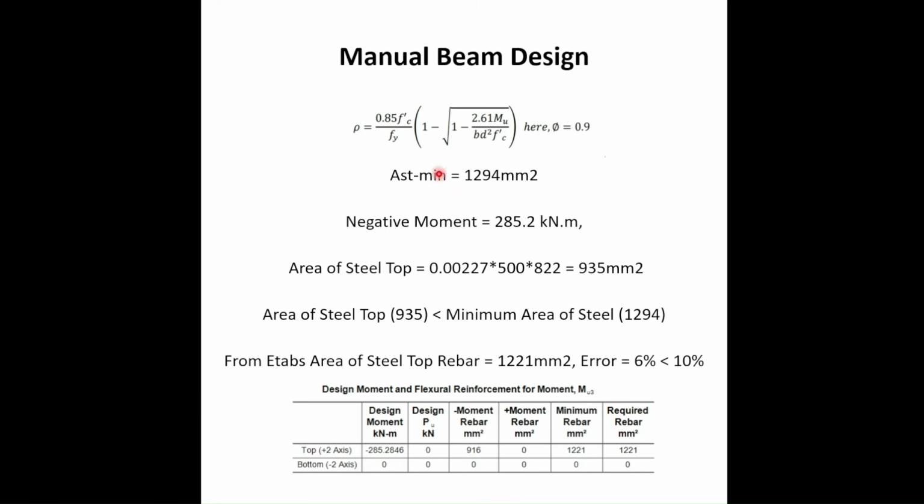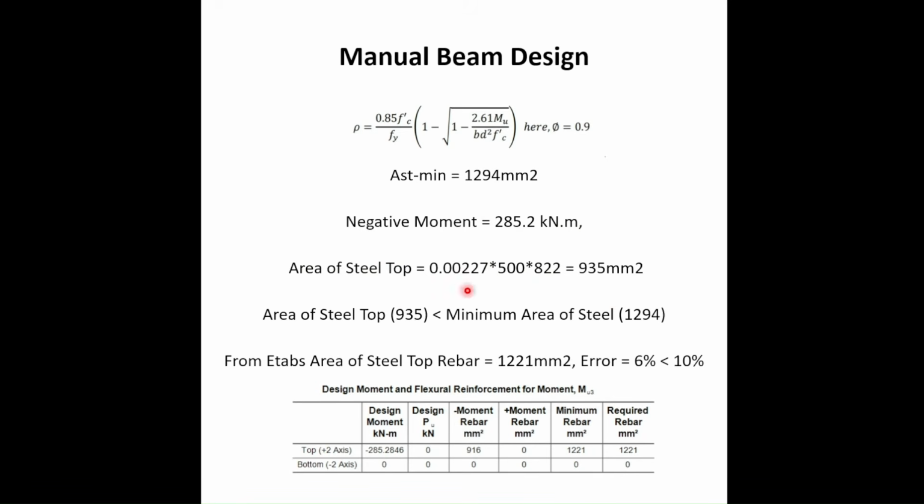In the next slide, this is the equation to compute rho: 0.85 Fc prime over Fy times 1 minus the square root of 1 minus 2.61 Mu, where Mu is in Newton millimeters. So we need to calculate the moment in Newton millimeters by multiplying by 10 to the power 6, over b d squared, where dimensions are in millimeters and Fc prime in megapascal, which is 28. It will be 0.00227. If you multiply it by b by d, it will give the area of steel needed.